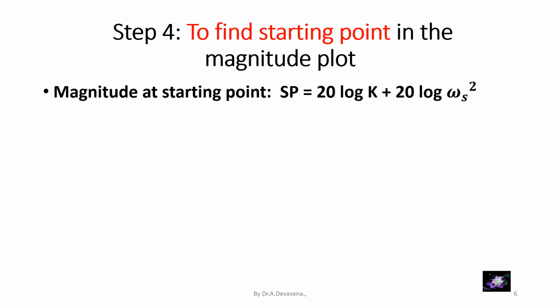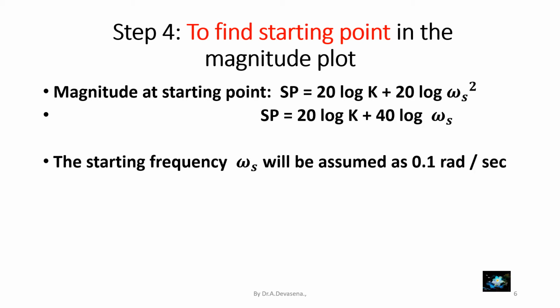Magnitude at the starting point is equal to 20 log k plus 20 log omega suffix s square. Here we are having the term k and s square. This s square term is present in the numerator. That is why we are using this formula: 20 log k plus 20 log omega s square, and starting point is equal to 20 log k plus 40 log omega s.